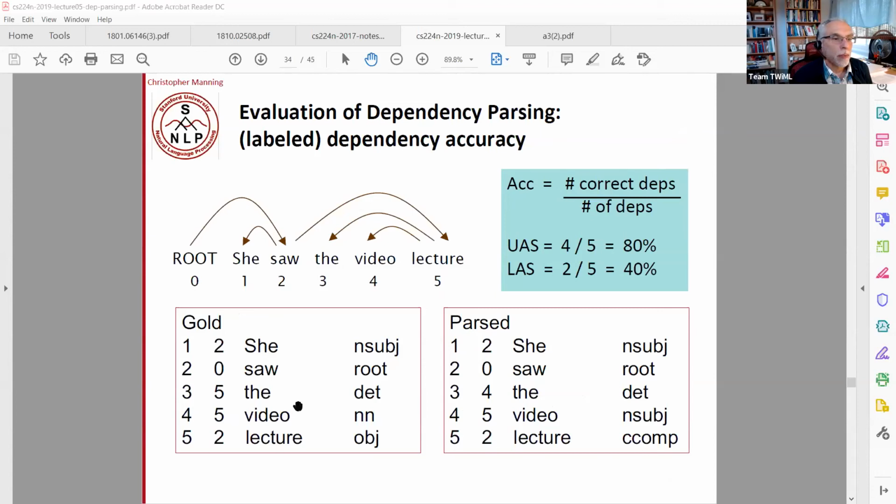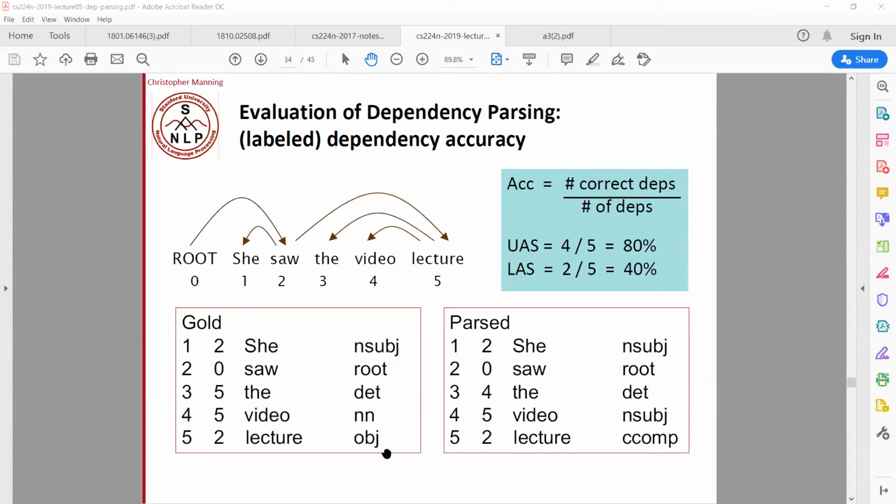Let's see. Okay, now they're talking about evaluating accuracy, and it makes sense that the accuracy should be the number of correct dependencies that you found over the total number of dependencies. I'm not sure what UAS and LAS refer to. Does anybody know that? Yeah, it's whether or not you include the labels. So it's unlabeled attachment scores and labeled attachment scores. In the labeled scores, you also include the labels like noun, subject, root, determiner, object, blah, blah, blah.